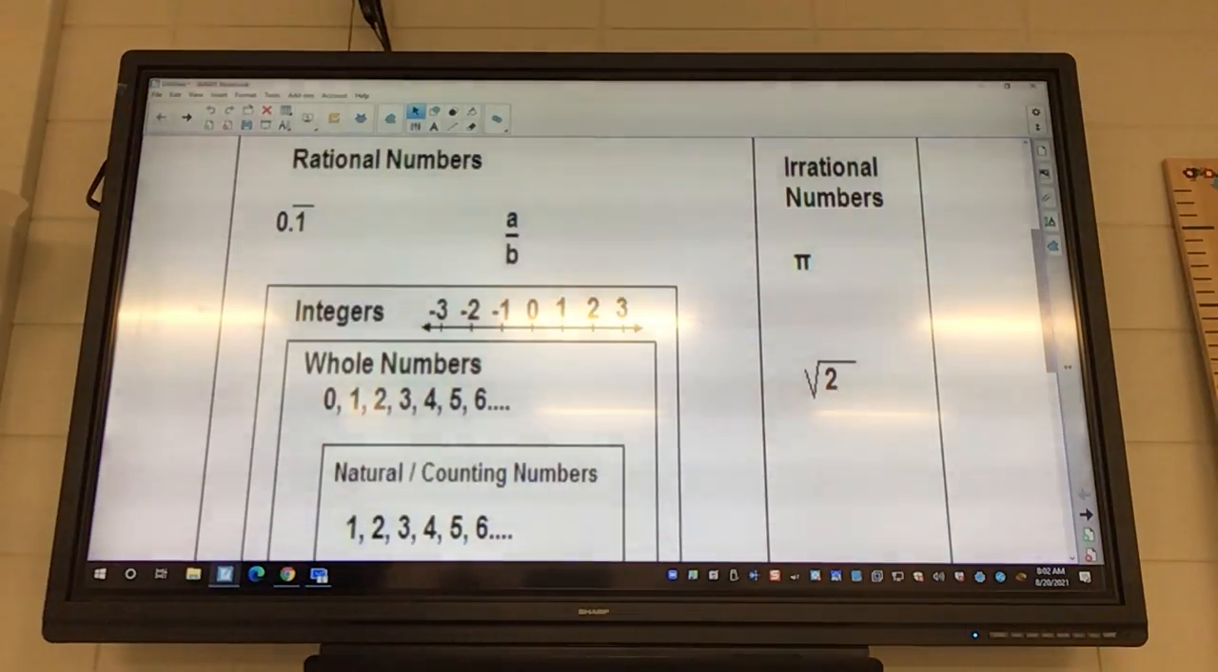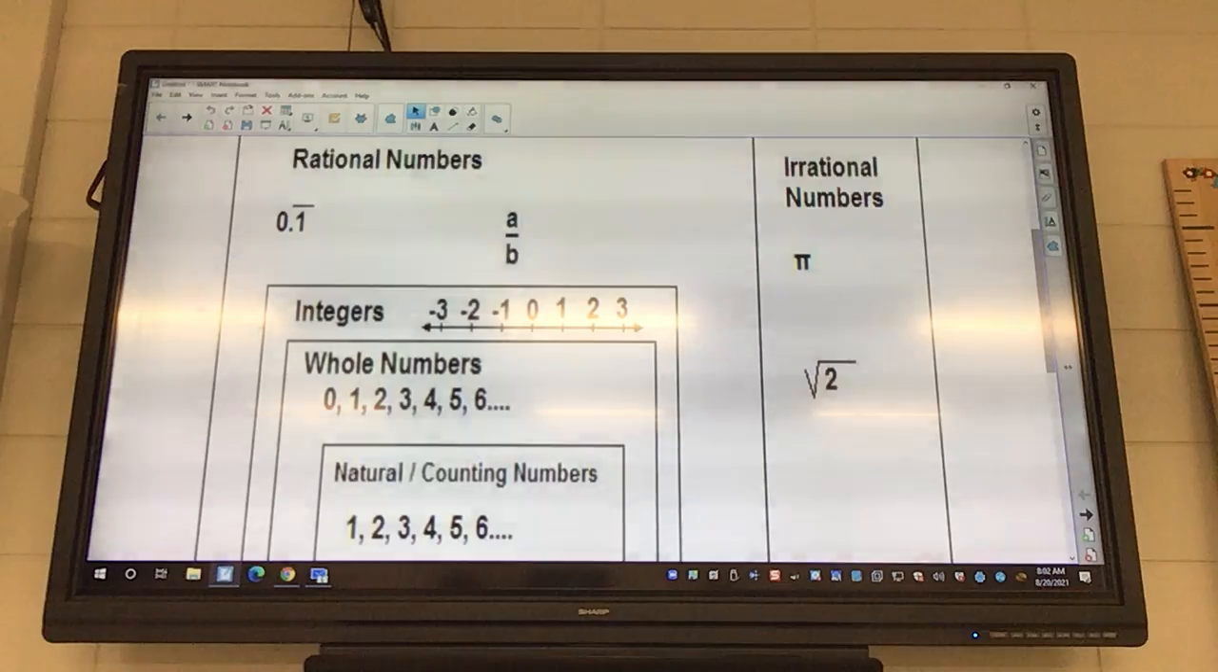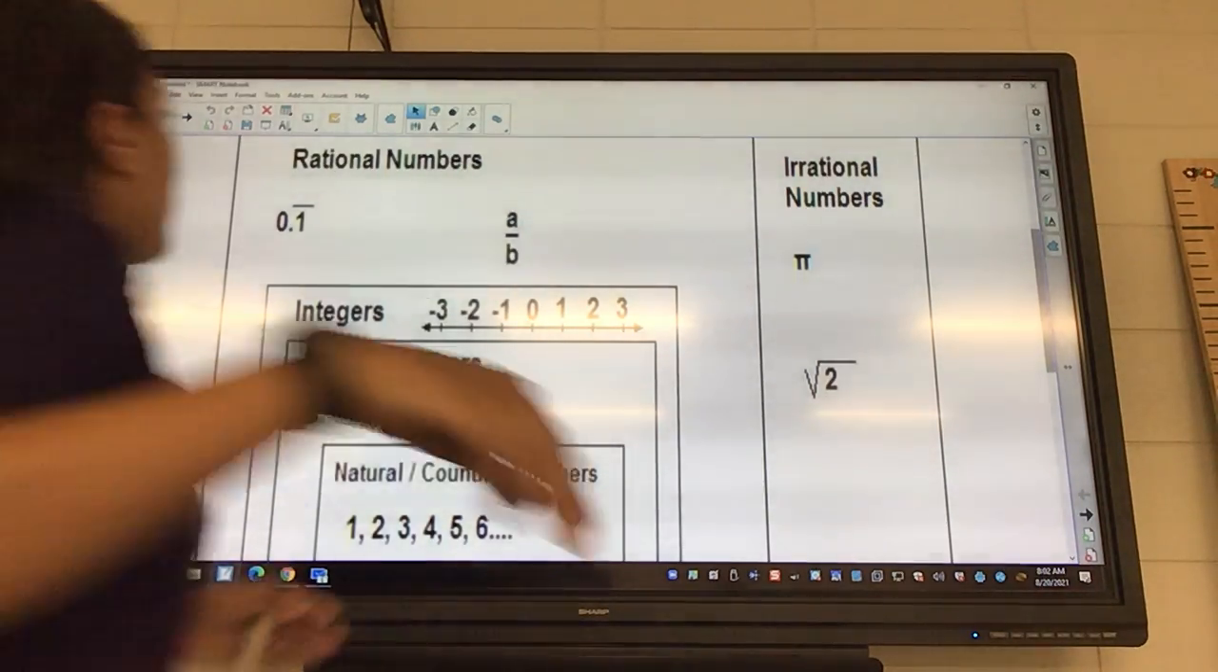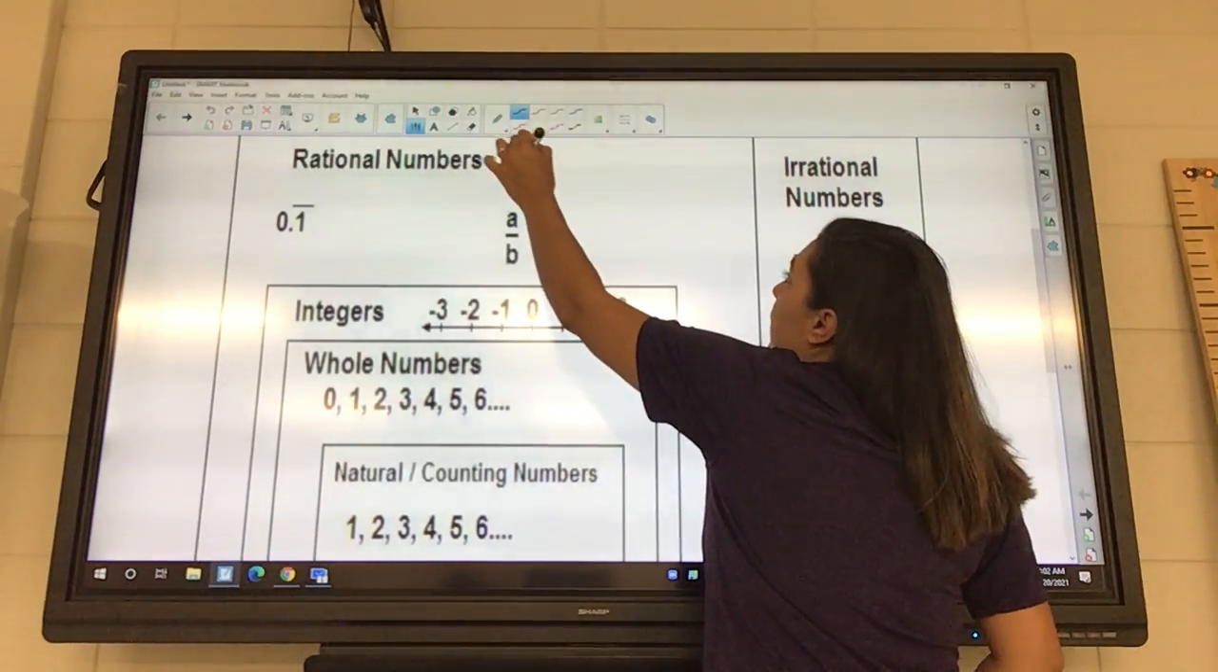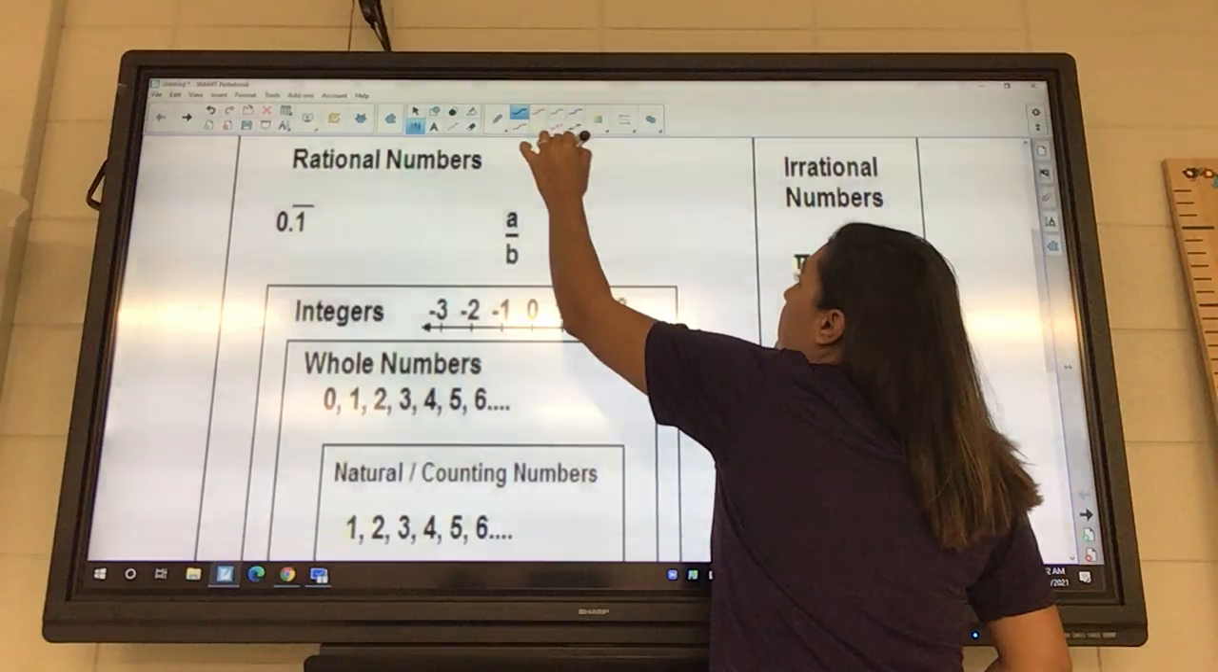I always had a hard time with this, even when I was in college, and then one day it clicked. And now I'm like, oh my gosh, that makes sense. So rational numbers, there are 3 types. The very first type is going to be a repeating decimal.